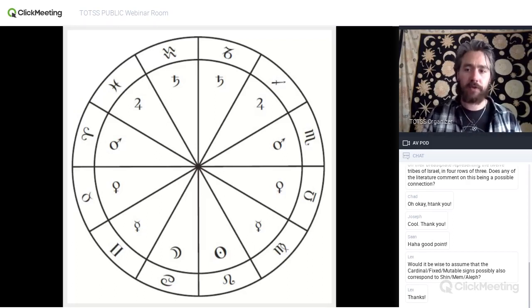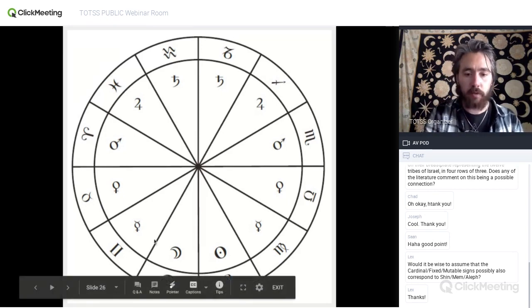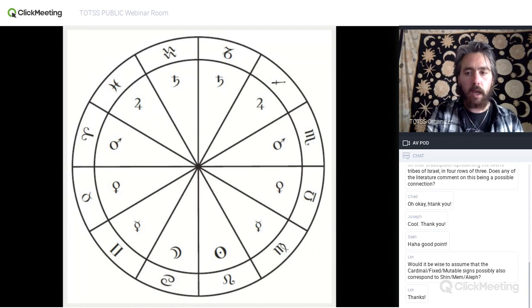And so those are placed in the signs immediately following the summer solstice. The sun's entry into Cancer is right at the summer solstice. So the moon is placed in Cancer and the sun is placed in Leo, just after the summer solstice. And then I'll just go out from there.